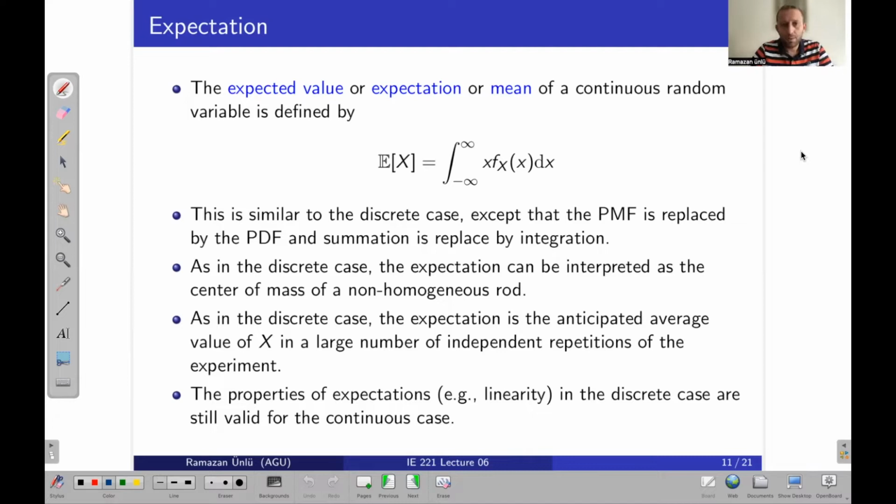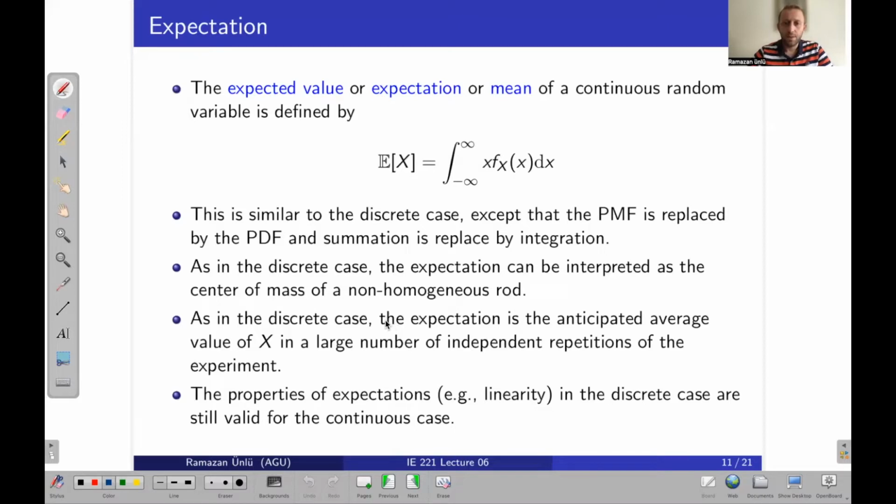So remember that the expected value, or expectation, or mean is the balance point of that distribution, right? The mean of a continuous random variable is defined by the expected value of x, which will be equal to the integration of x times f of x from negative infinity to infinity. If you remember the previous classes, you will see that it is similar to the discrete case, except that the PMF is replaced by the PDF, and the summation is replaced by the integration. Okay, so that is the only difference.